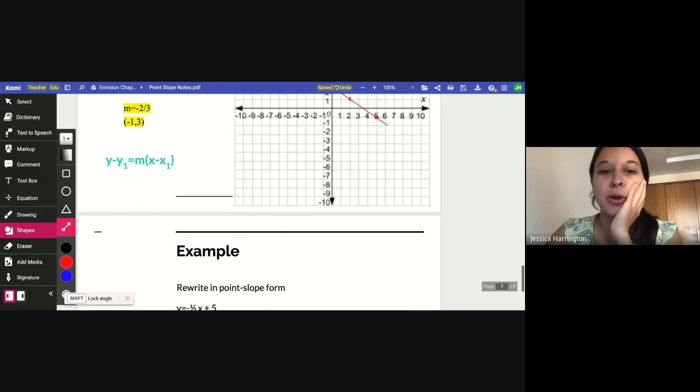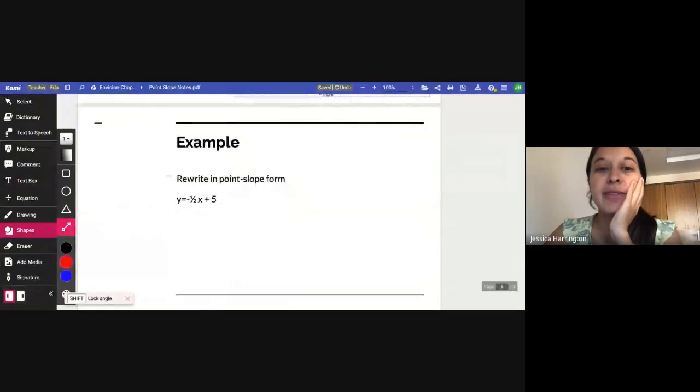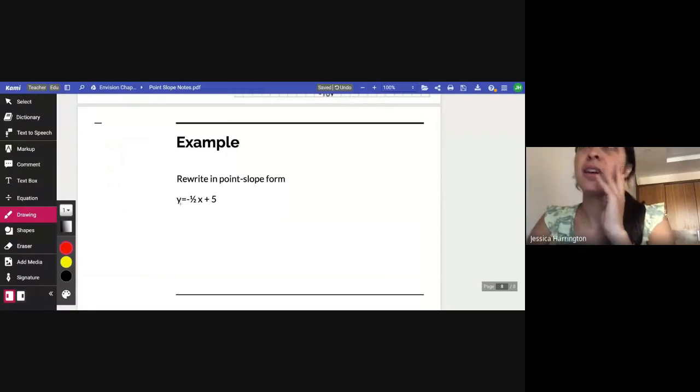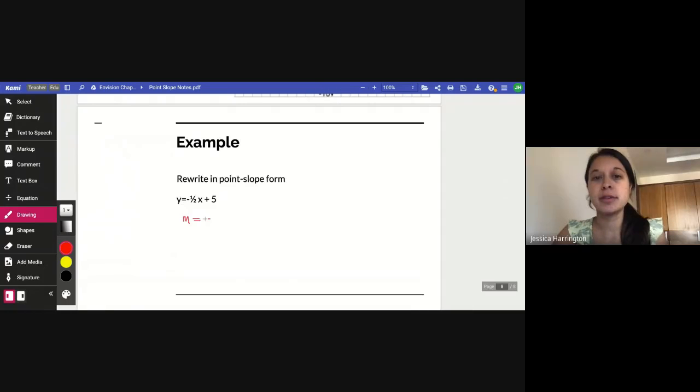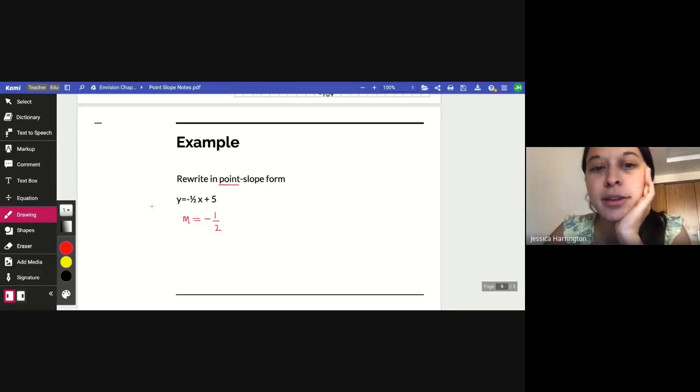Okay, one more. Sometimes you'll be given an equation of the line that's in, this one's in slope-intercept form, and you have to rewrite it in point slope. Okay, so how could we rewrite this in point slope? Well, I already know the slope. I know the slope is -1/2. So what is a point on this line? The only other thing we need for point slope is a point. Do we have another point?